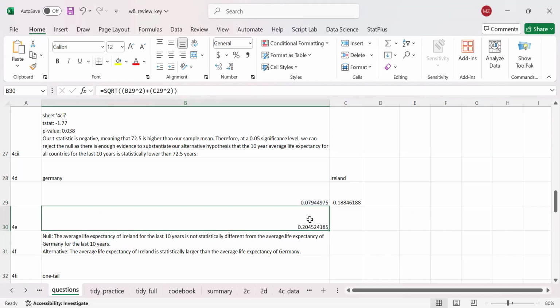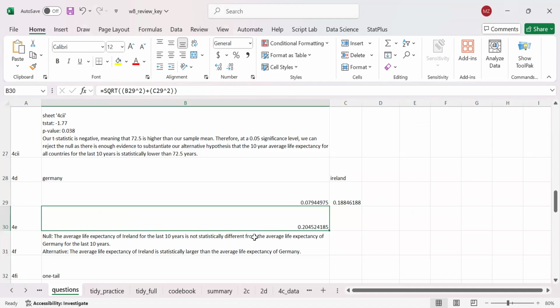So that's your pooled standard error. Okay, so we are interested in seeing whether Ireland's average life expectancy for the last 10 years is greater than Germany's. Write the null and alternative hypothesis you would use to guide this comparison.